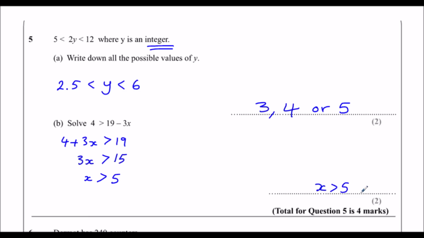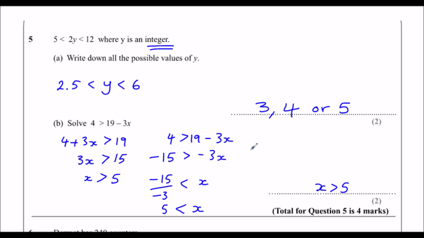If you did it differently, if you did start by taking 19 away from both sides, you'd have to divide by a negative 3, which will flip the sign over. So if you had taken 19 away from both sides, you have negative 15 is bigger than negative 3x. And then divide both sides by negative 3. When you times or divide by a negative number, the sign flips over. So instead of bigger than, it becomes less than. So negative over a negative is a positive. 15 over 3 is 5. So 5 is less than x. So you get the same answer. x is bigger than 5. But it's easier if you avoid timesing or dividing by a negative number.